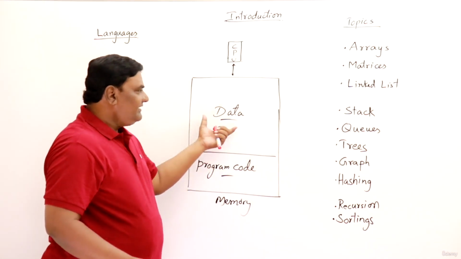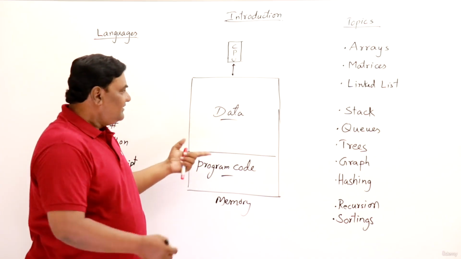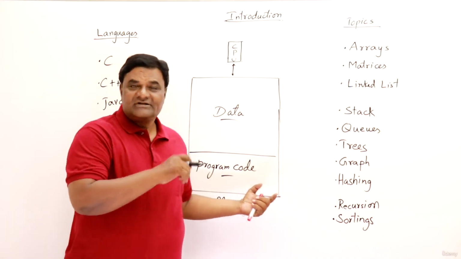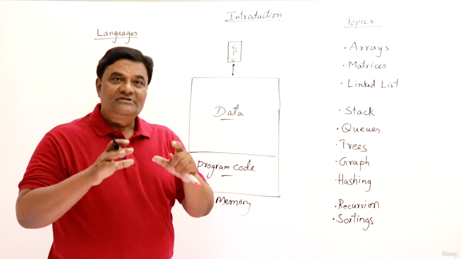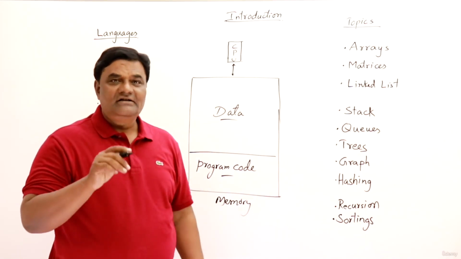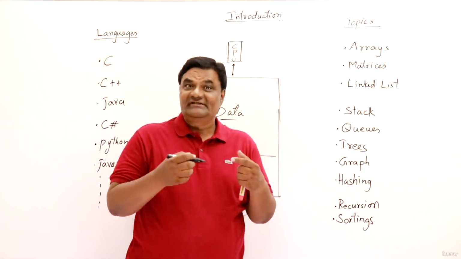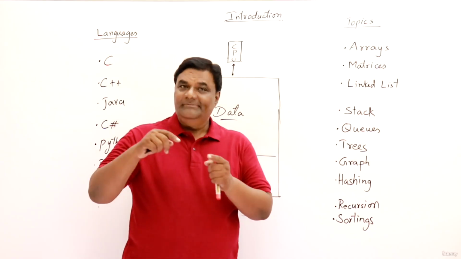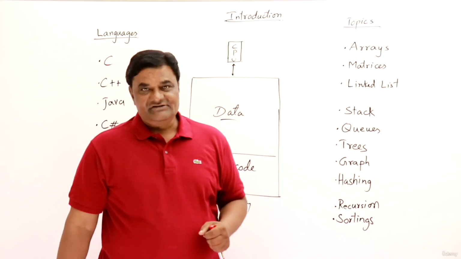So program code and data, these are the two things. So this program code will perform operations on the data. So how you keep the data here so that it can be best utilized by the program, efficiently utilized by the program. So that arrangement of data is data structure. So depending on the requirement of a program, the type of procedures it is performing, we have various data structures. So depending on your requirement, you can choose a suitable data structure.